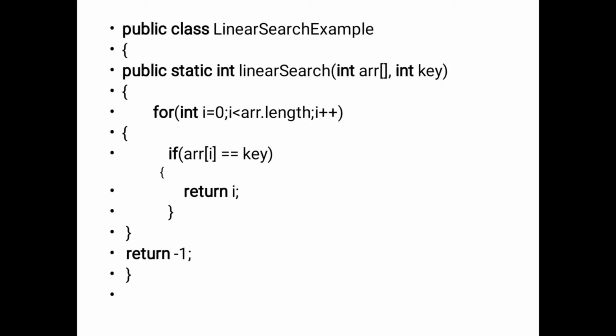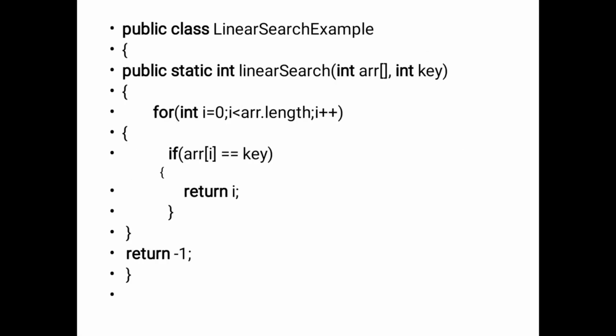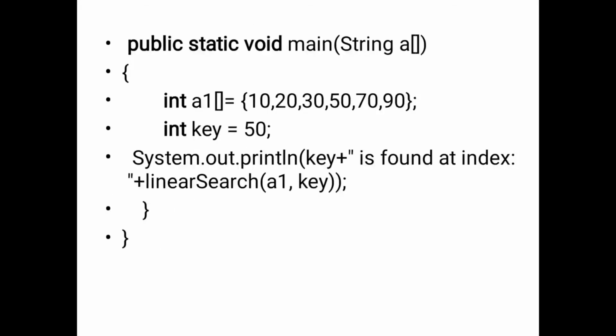The i value position is 3, that is 0, 1, 2, 3, so 3 will be returned. The 50 position is 3. The output generated will be 3 if you execute the linear search program by passing the static values 10, 20, 30, 50, 70, 90. The key value is 50, and 50 is found at index 3, which will be printed as the final output for this program. That is the meaning of this linear search example.